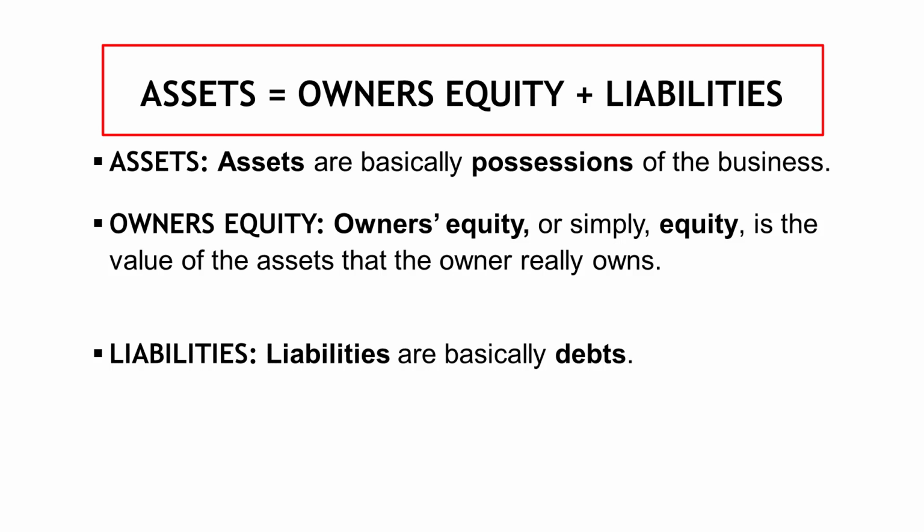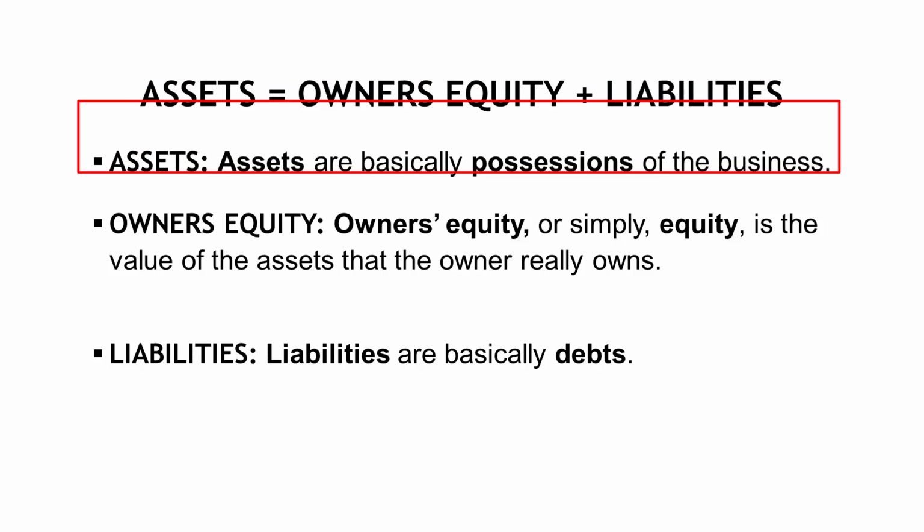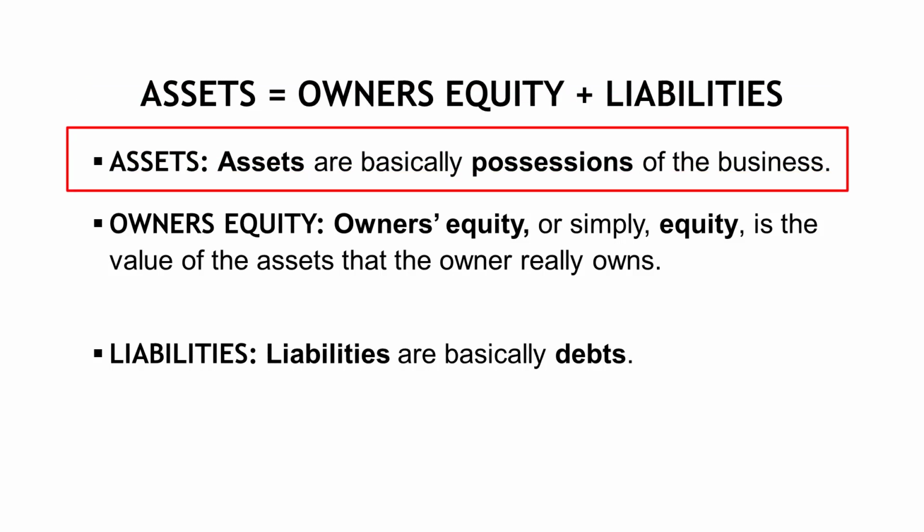So, what does the basic accounting equation or basic accounting formula mean? Well, in order to answer that question, we need to look at what each of the terms in the equation means. 1. Assets. Assets are basically possessions of the business. They are things that add value to the business and will bring future benefits in some form.